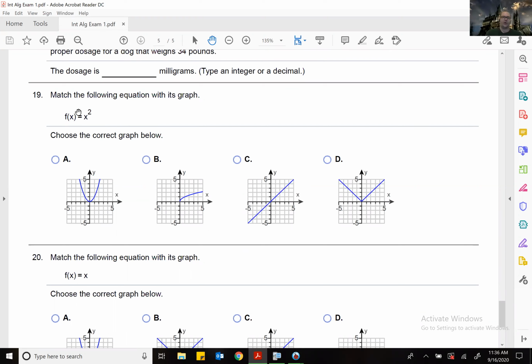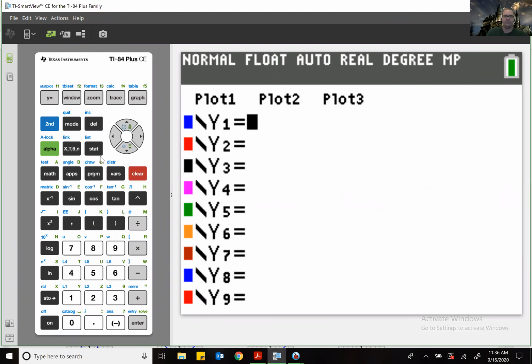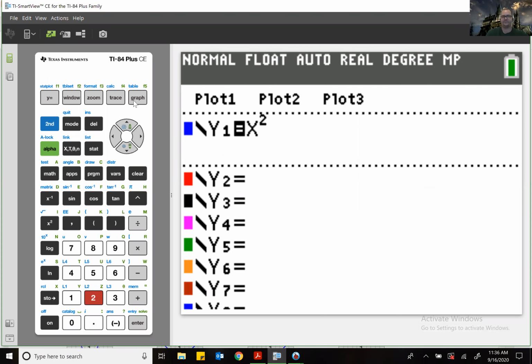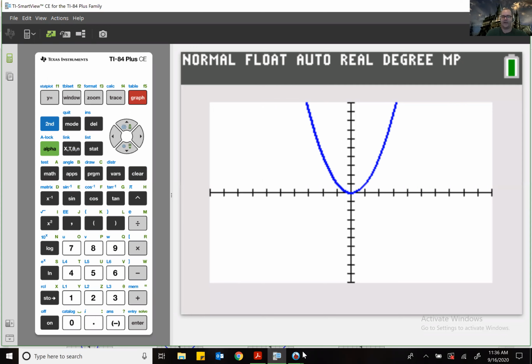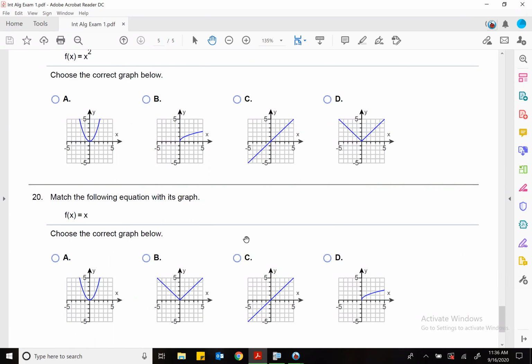And again, you can go to your calculator because just remember, this means y equals, right? So I can go to my calculator and I can actually put that function in if I don't know what it is. I can put x squared, graph. Oh, that looks just like A. Okay, so on these last two, you can go straight to your calculator, graph it real quick, and then pick your answer.